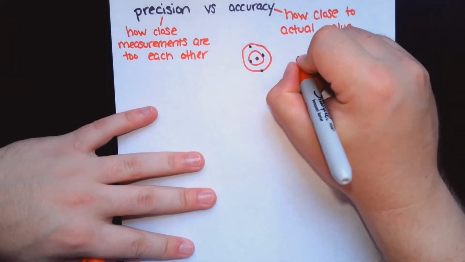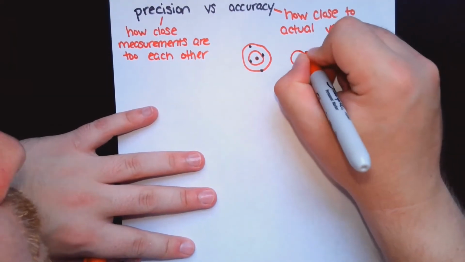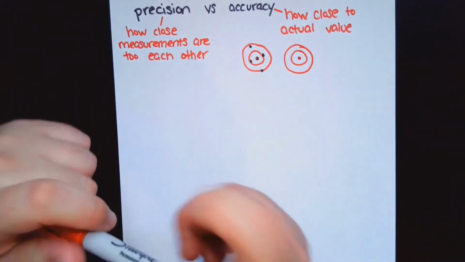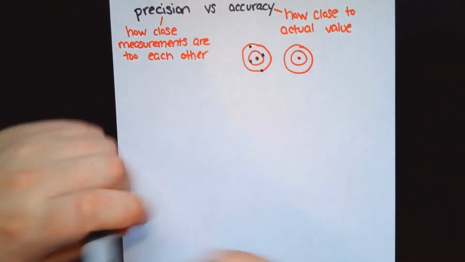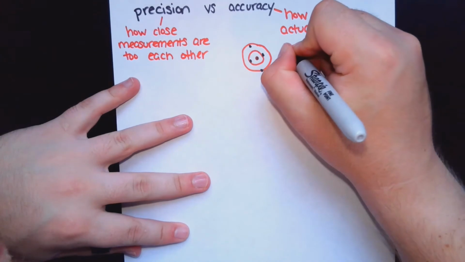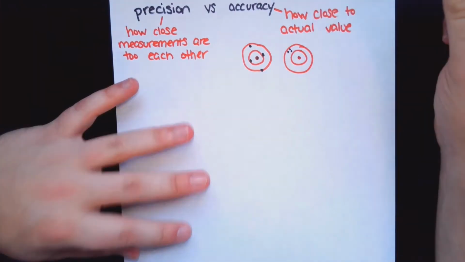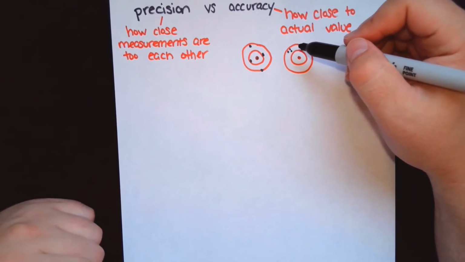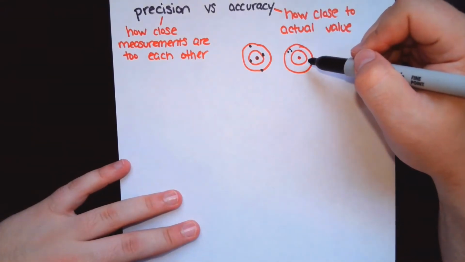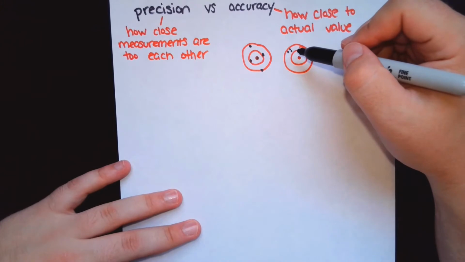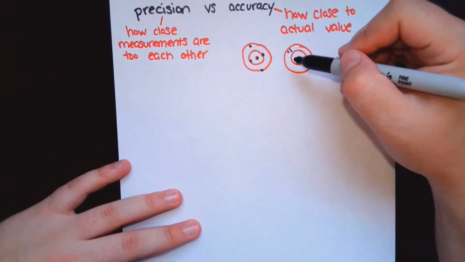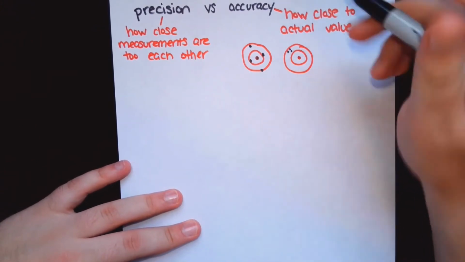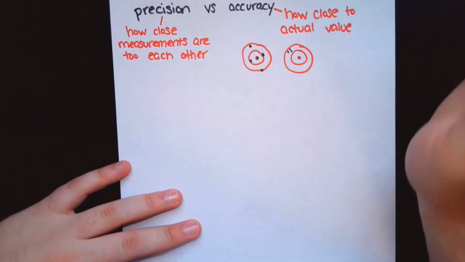Let's say somebody else throws darts, and again, they're aiming at the bullseye, and they miss horribly. But they put all 3 of their darts right next to each other, way up here. So they were absolutely not accurate, because they were going for the bullseye and they weren't even close. But they were extremely precise, because all of their measurements, or darts in this case, were very close to one another. Does that make sense?